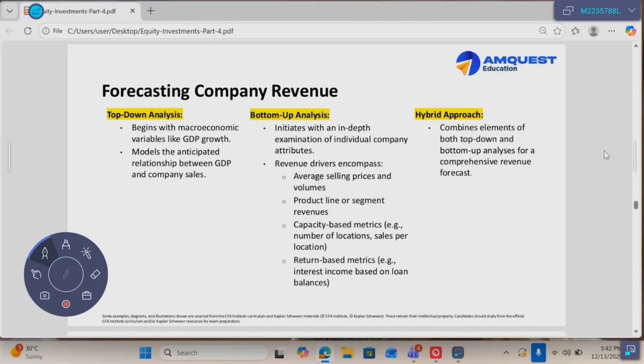Then we analyze the revenue drivers: the average selling price, the volume, the product line, the segment revenue, capacity-based metrics, for example, number of locations like Lenskart, Tata Mart, the sales per location, sales per store, etc. We can also use return-based metrics, for example, interest income based on loan balances. So this will be utilized by a bank.